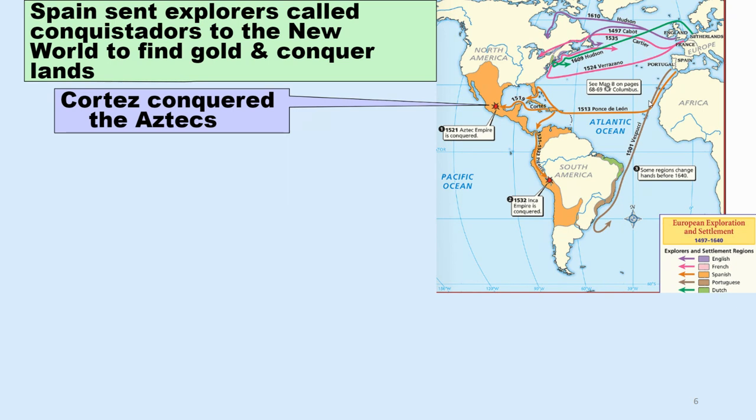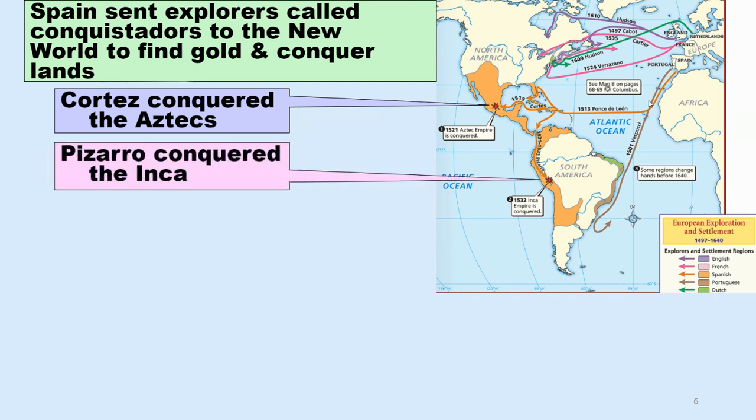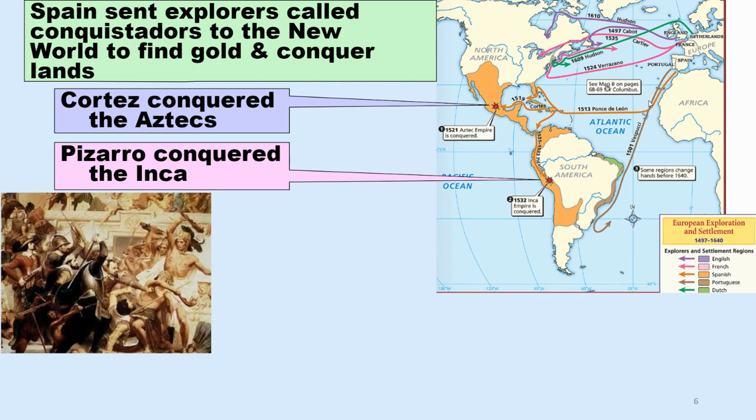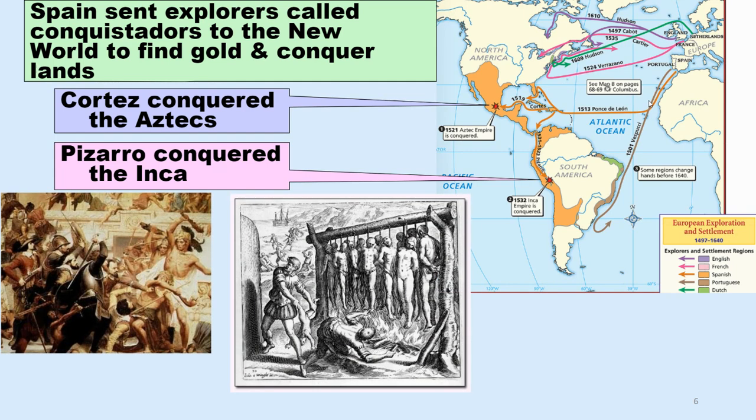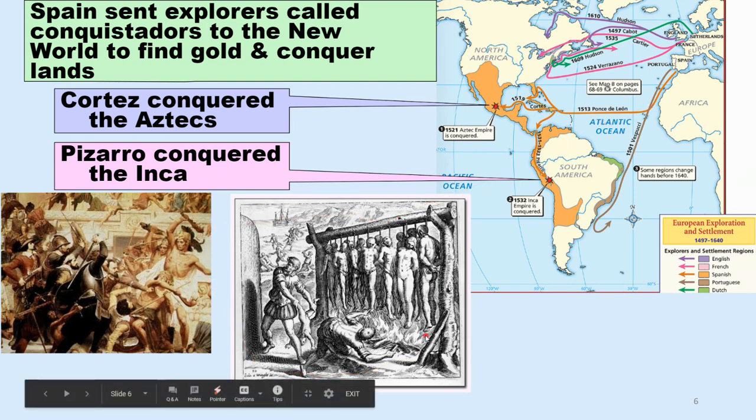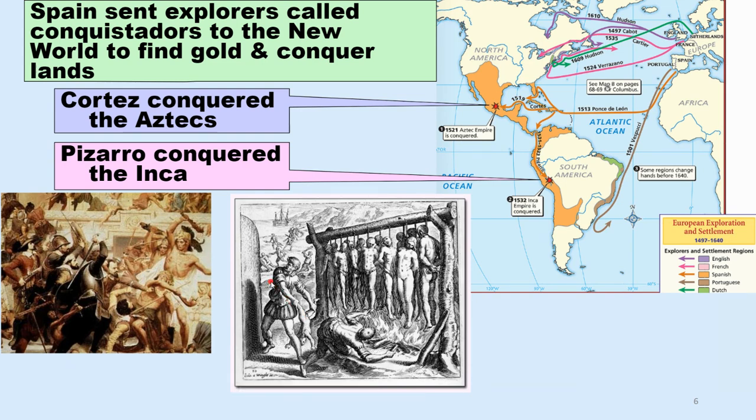Cortez conquers the Aztecs in 1521, vast supplies of gold. And then in 1532, Pizarro conquers the Incas, and the Incas had much more silver. And the Spanish are very violent in conquering. You can see in this etching right here where people are being hanged and burned. And he is going to take this young child, this Spanish conquistador, and dash his brains out on this wall. It's just horrific the way people were treated.